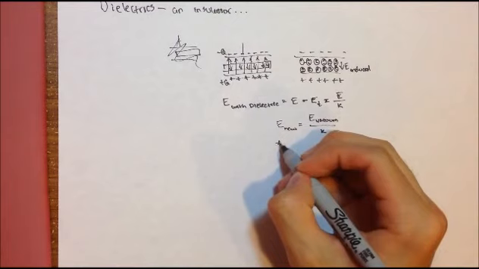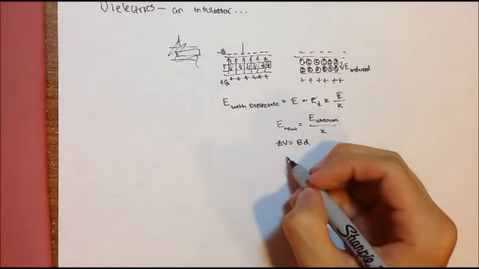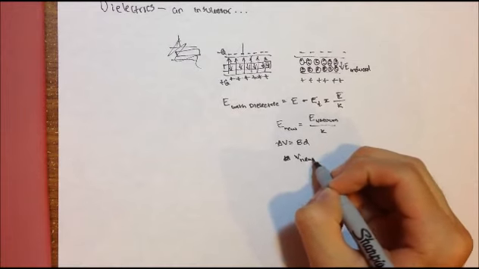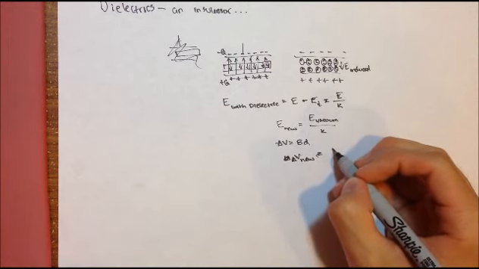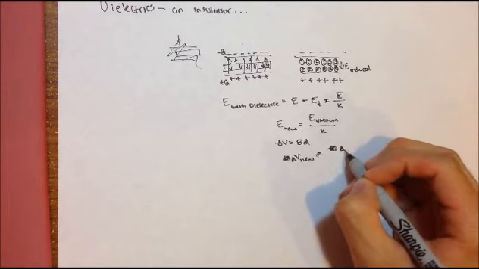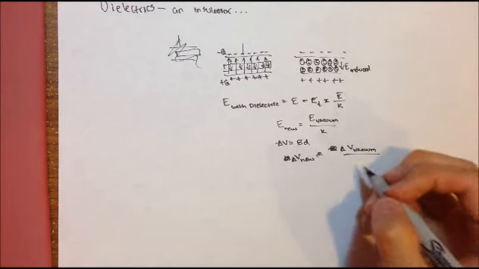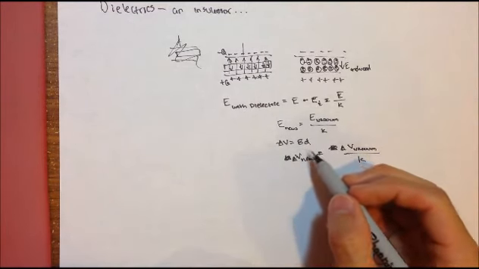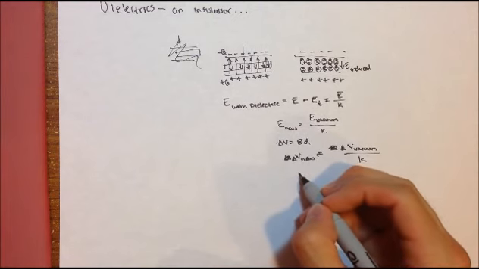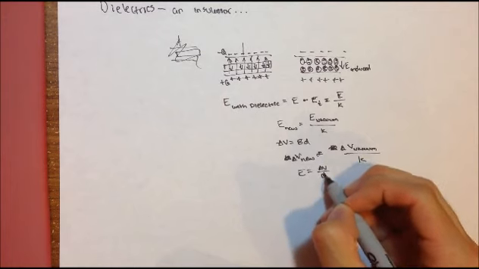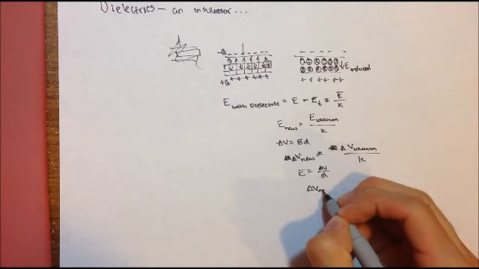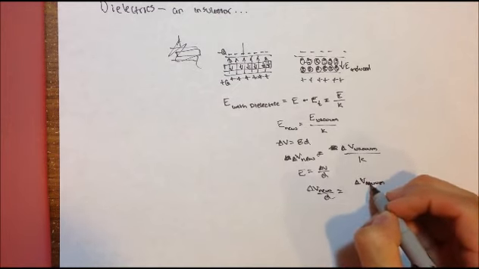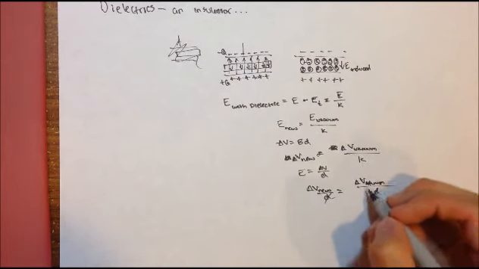And since we know that V is equal to ED, we have that V new is going to be equal to V of the vacuum over K. And this is because, well, let's see, when you substitute in, let's say, E is equal to V over D. So when you do V new over D is equal to V vacuum over KD, the D's cancel out and you end up with that equation.